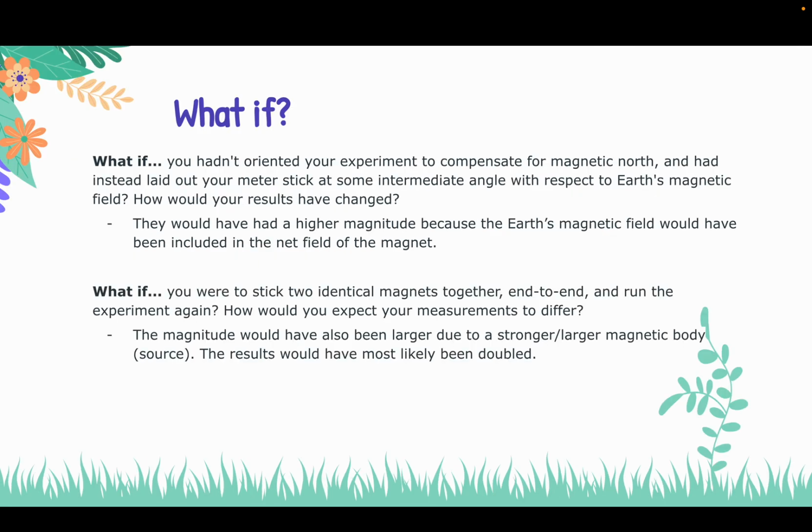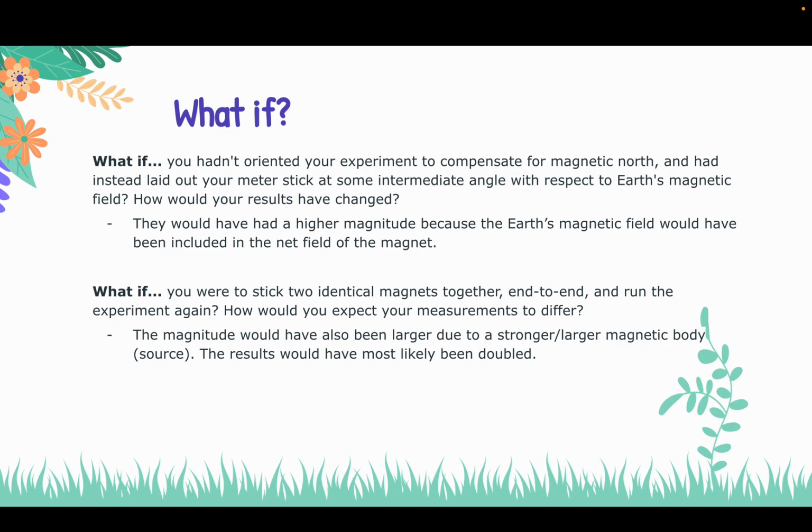So what if you hadn't oriented your experiment to compensate the magnetic north and had instead laid out your meter stick at some weird angle with respect to Earth's magnetic field? So results would have changed by having a higher magnitude because the Earth's magnetic field would have been included in the net total field, therefore increasing it, rather than what we did during the actual experiment where we canceled it out, found what it was, and subtracted it from our results.